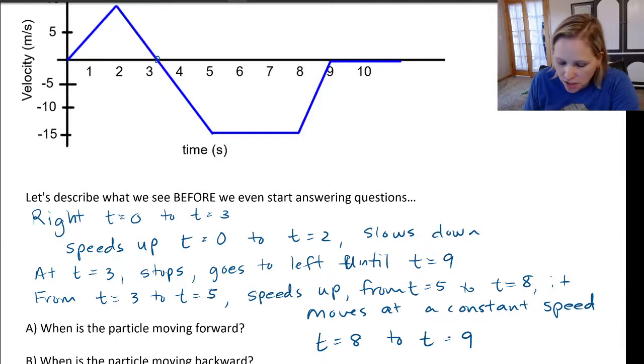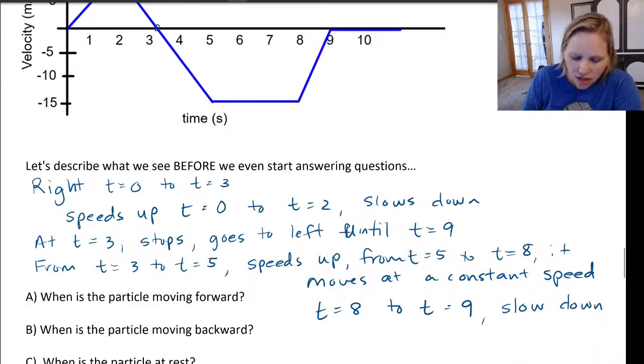Now from t equals 8 to t equals 9, let's check out what's happening. My velocity goes from negative 15 meters per second, a speed of 15, and it drops all the way back down to a speed of 0. So the speed decreases and we slow down. Now we're still moving left. Remember, the negativity of the velocity just tells you what direction you're moving in. Anytime we're approaching that x-axis on a velocity graph, we're slowing down. So keep in mind that just because velocity is negative doesn't mean we're going slower.